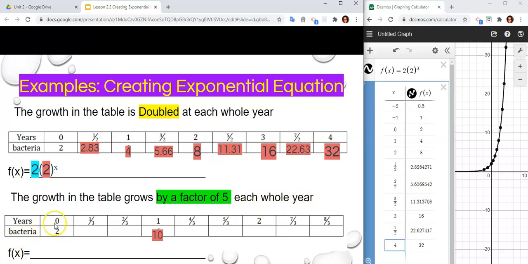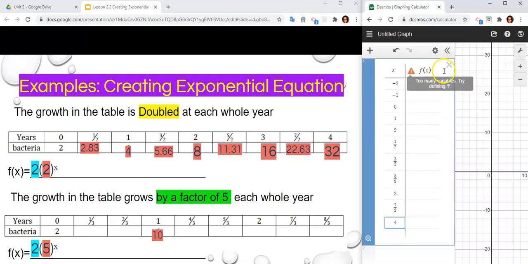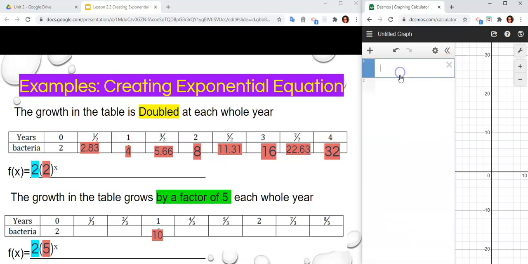Oh, how many did we start out with for this bacteria? 2. But this time we're growing by a factor of 5. So my equation would be 2, because this is our starting amount, times 5, and that's raised to the power of x. So guess what? I go over here and I just do the same exact thing. I put my equation in and say f of x is equal to 2, open parentheses, 5 this time, because that's our growth factor, and that's raised to the power of x.